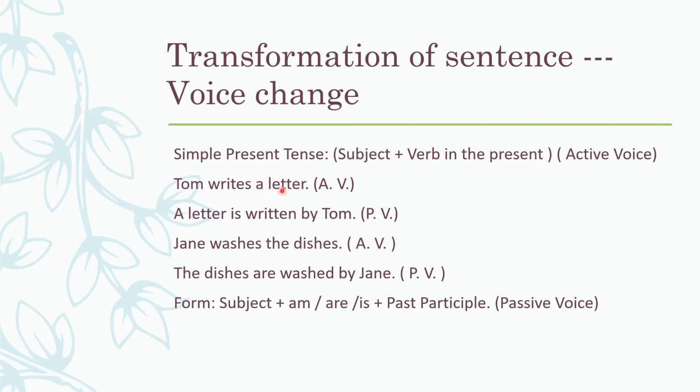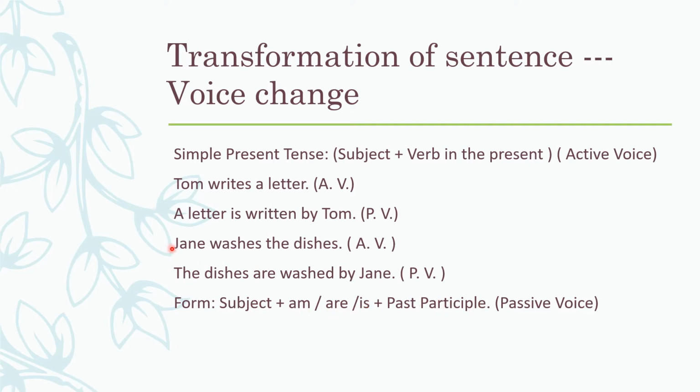We know what the rule is. The object becomes the subject, and the subject in the active voice becomes the object in the passive voice preceding by. You have to use the be form in the present. What are the be forms in the present? Am, are, and is. So you will use is. Why is? Because the subject is singular. A letter is written. Written is the past participle. By Tom. So a letter is written by Tom. This is in the passive voice. This is the form: subject, am, are, is, and the past participle.